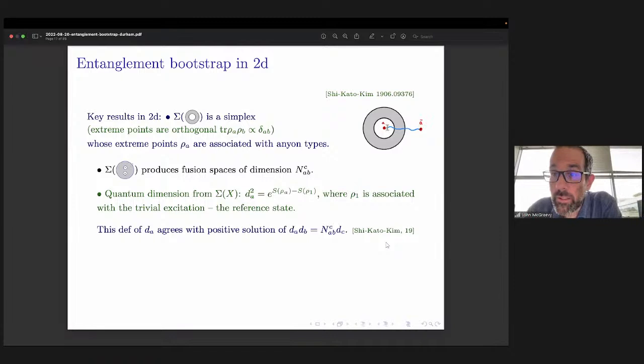And those endpoints come with labels. That's what I mean by an anion type. And for each such possible label, it's not too hard to show that you get an orthonormal state on the annulus. So that's the picture of why extreme points correspond to anion types. But it can be understood just internally from the entanglement bootstrap that it's sort of inevitable to make that identification.